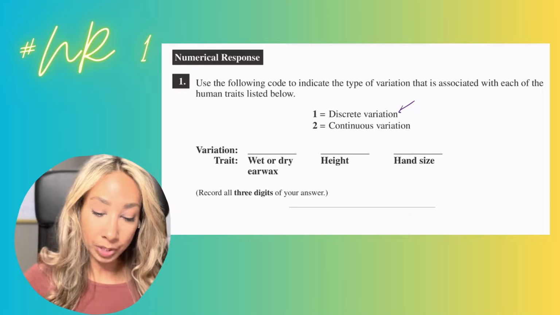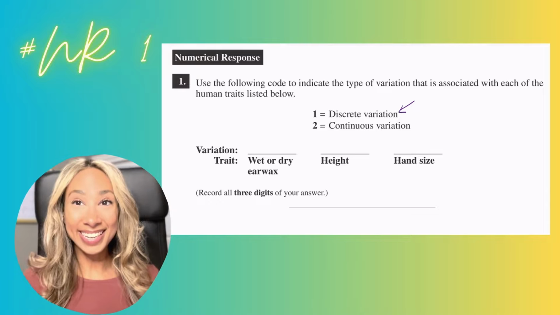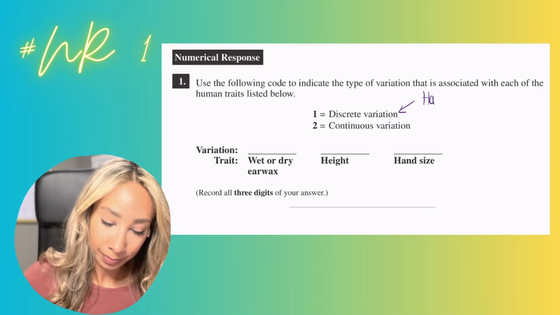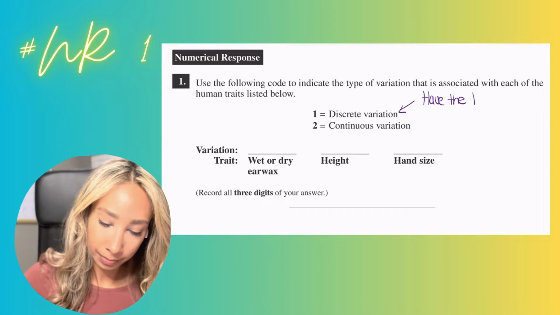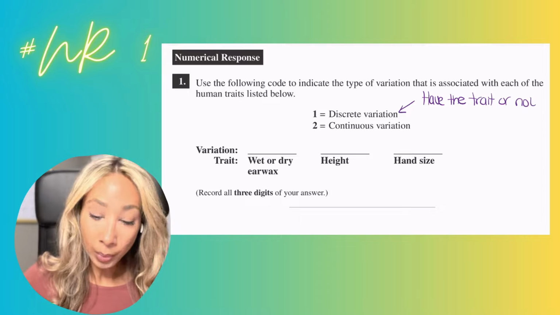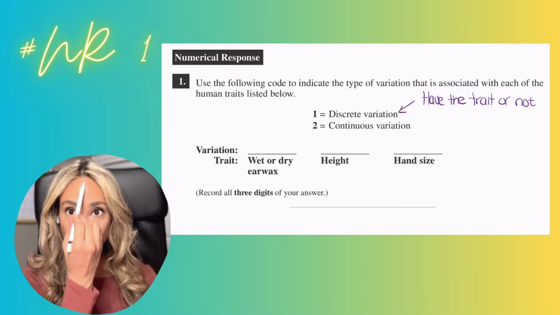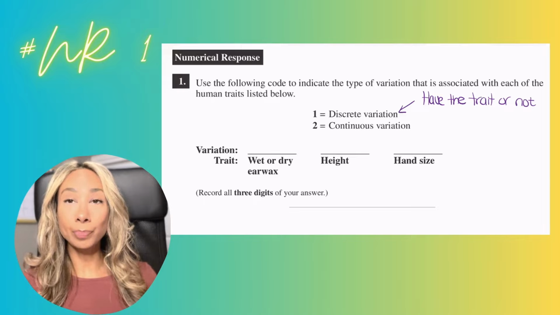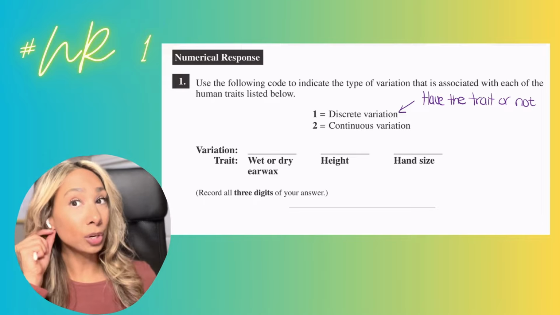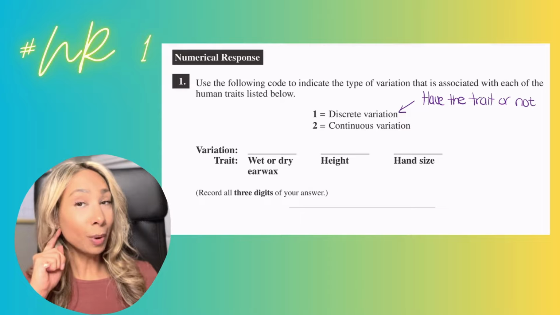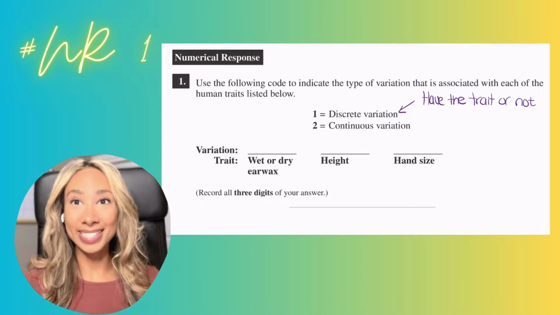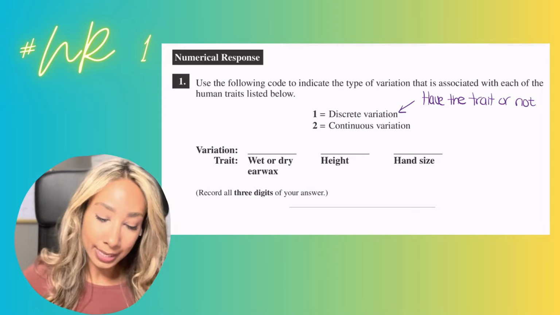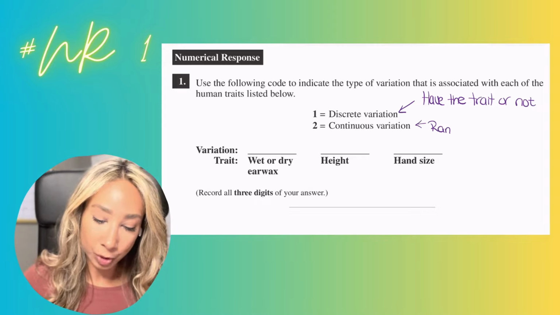So if we remember, discrete variation is kind of like saying you either have the trait or you don't. So a good example of this would be like the widow's peak. You either have the widow's peak at your forehead or you don't. Another example might be the attached earlobes. Your earlobes are either attached to this part of your jawline here or they're not. There's no in between. With continuous variation, what we're saying is there is a possible range of options.